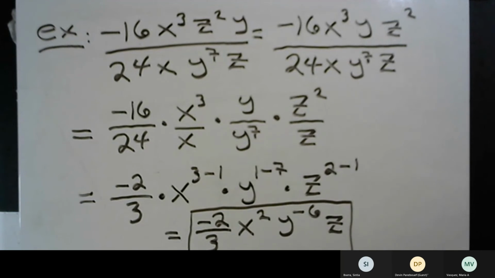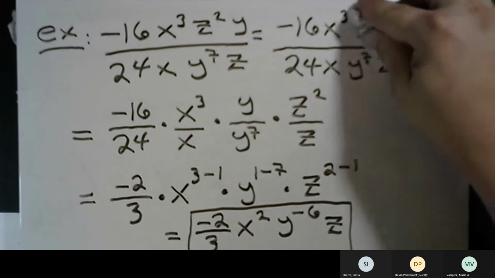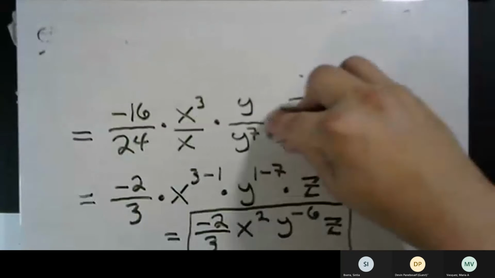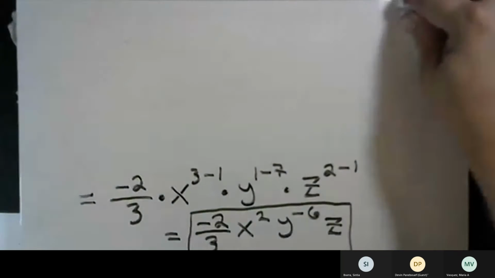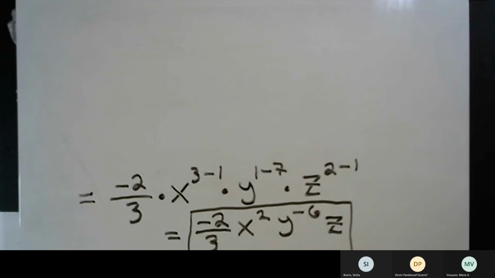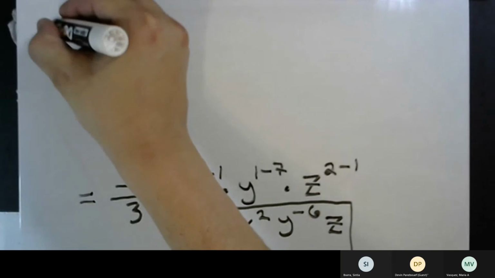Now you can make these a little more complicated. You can still do something like this. Let's say we have this.